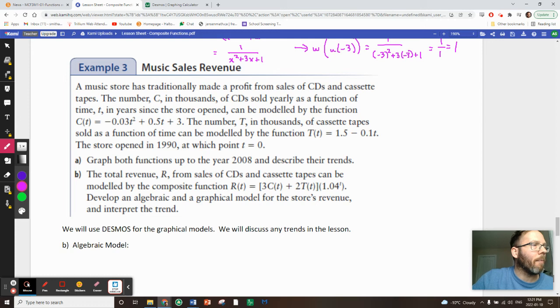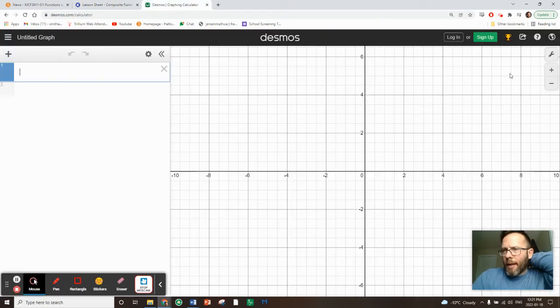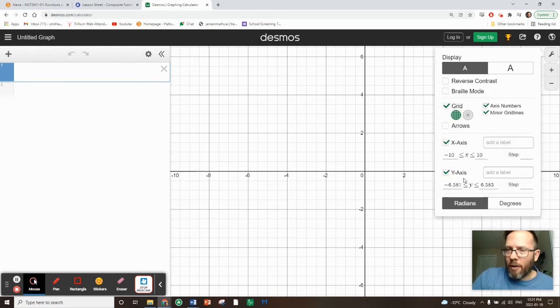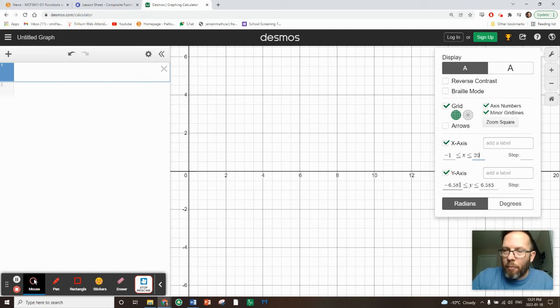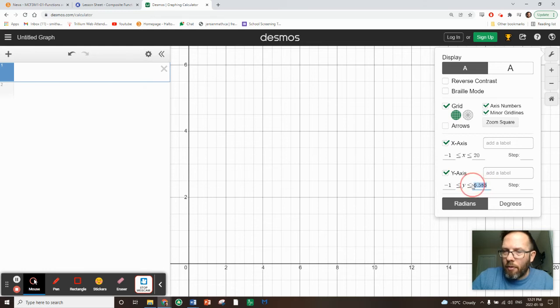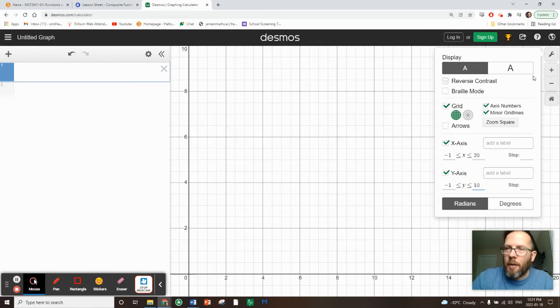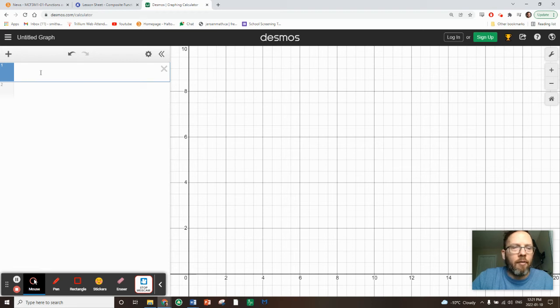So I have Desmos opened up here. And I'm going to change my window settings in order to make sure I get everything in here. So I'm going to go from minus 1 to 20. That should get our 18 years in there pretty well. And then for the y-axis, I'm going to go from negative 1, so that'd be like negative 1,000, to 10. And I think that should be pretty good. Let's graph our two functions.